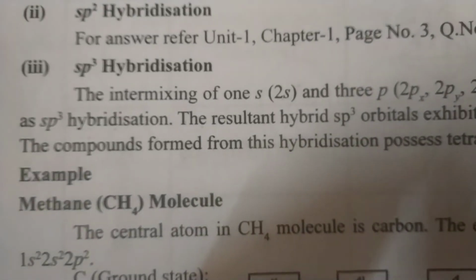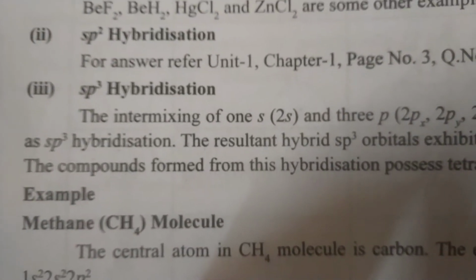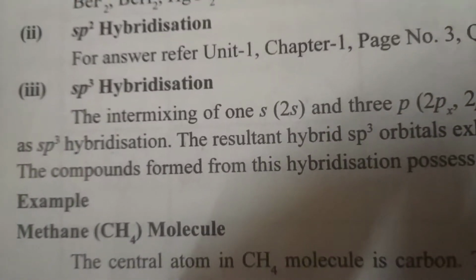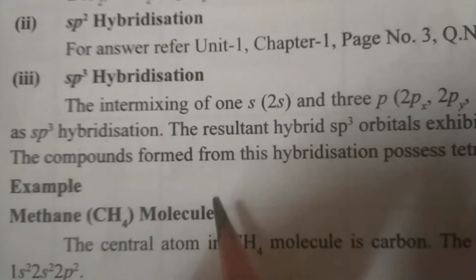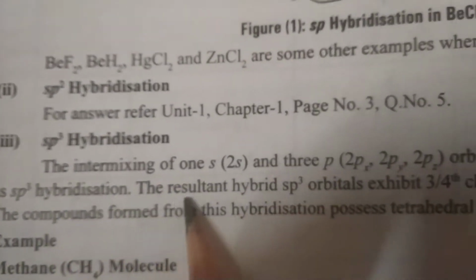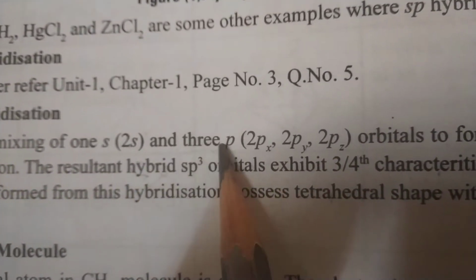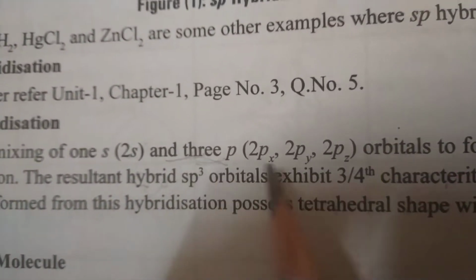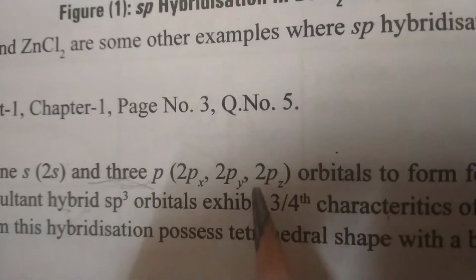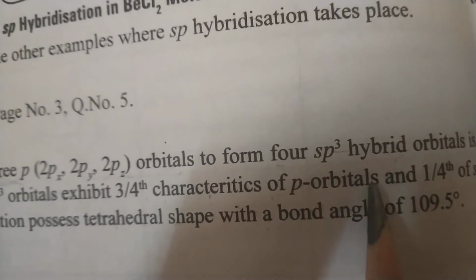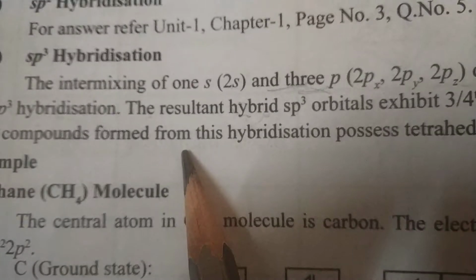Yes, today we discussed sp and sp2. Now come to sp3 hybridization. As usual, the intermixing of one 2s and three 2p orbitals, that means 2px, 2py, 2pz orbitals, to form four sp3 hybrid orbitals is known as sp3 hybridization.